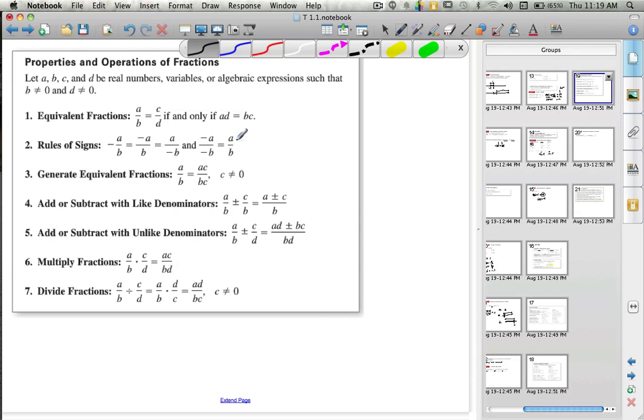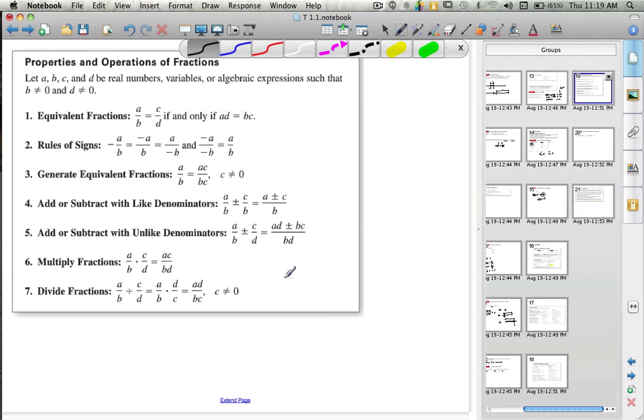Okay, properties and operations of fractions. It's really important that if you have any basic problems with fractions that we go through it, right? Because the ability to do fraction operations is really essential in doing higher level algebra, right? You're not going to get through a really solid pre-cal or algebra 2 class without knowing how to do fractions to some degree.